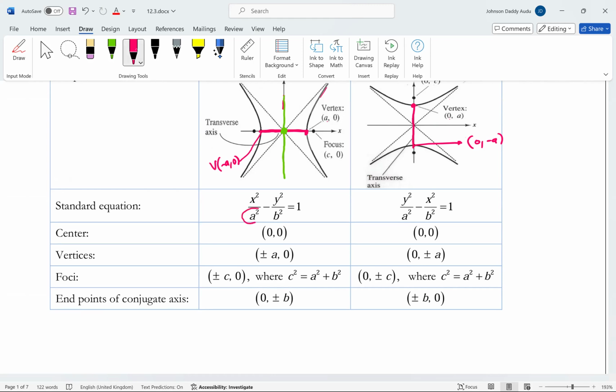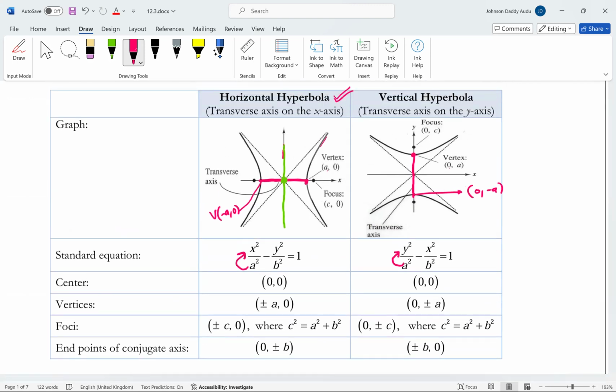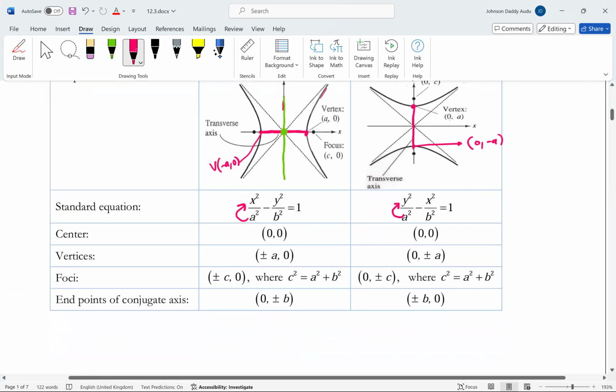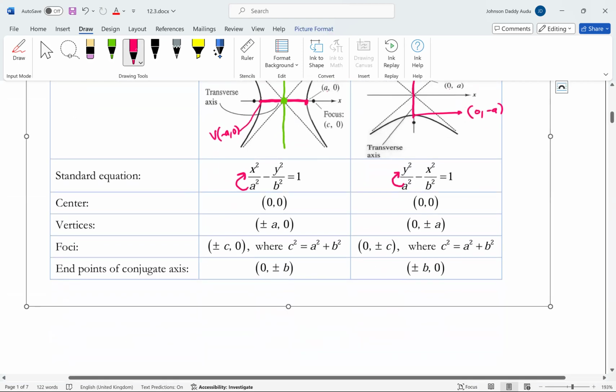The positive. So whether it's the smallest or the biggest, a is always associated with... you can see here, this is not plus, this is negative, right? So you can see that this a is associated with the x-axis. So it means it's a horizontal hyperbola. Here you can see a is associated with the y. So it doesn't matter whether a is the smallest or the biggest. As long as it's the one associated with y, then it means this is a vertical hyperbola.